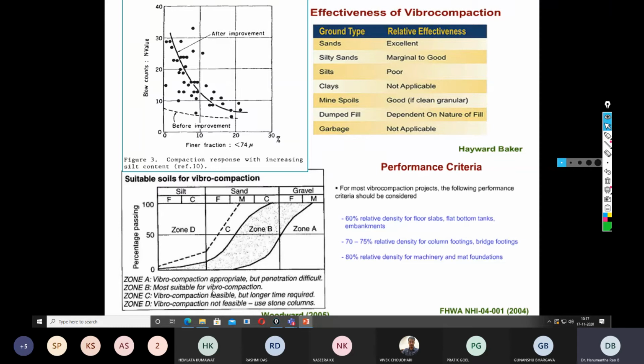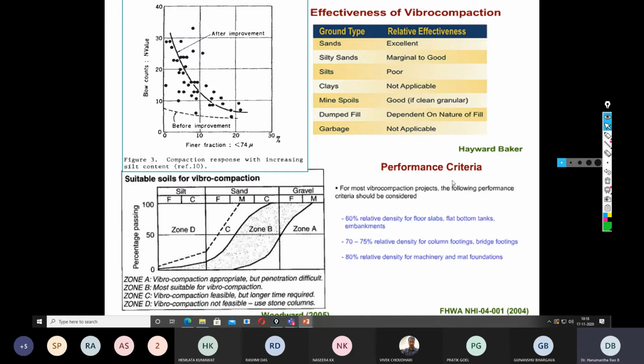Zone B, the most suitable for vibro compaction. Zone B typically comprises only sand particles. In sand, the vibro compaction is ideal and excellently valid. Zone C: vibro compaction feasible, but longer time is required. In zone C also the majority of the soil is sand, but with a significant amount of silt content, we can still compact the soil. However, as compared with zone B, in zone C a larger amount of energy is required. Zone D: not feasible because it is silt.